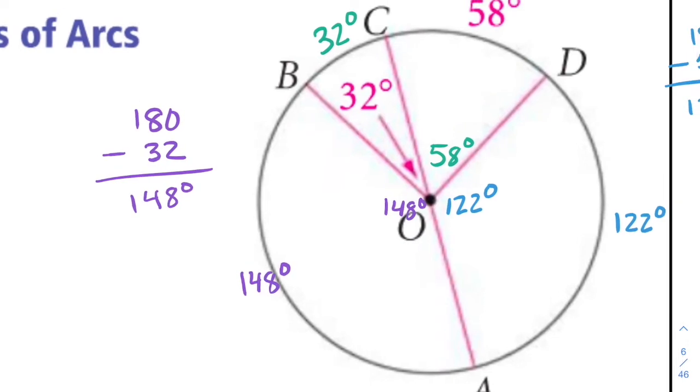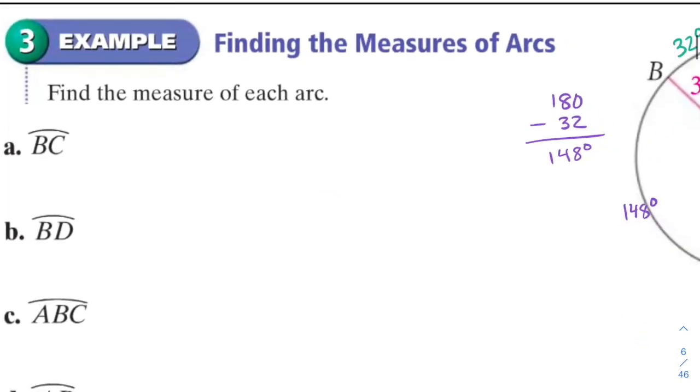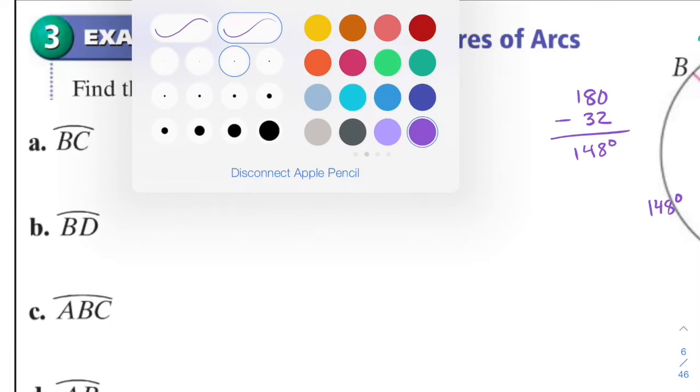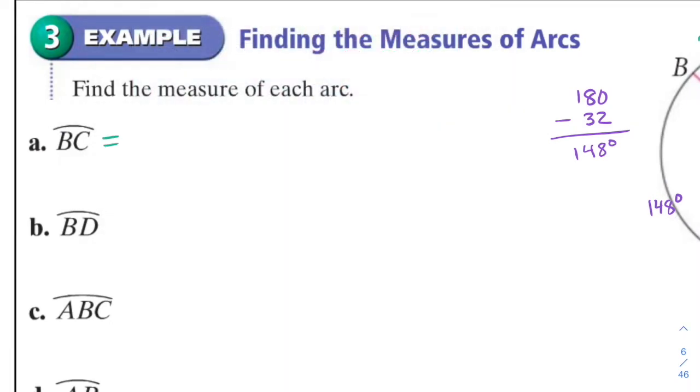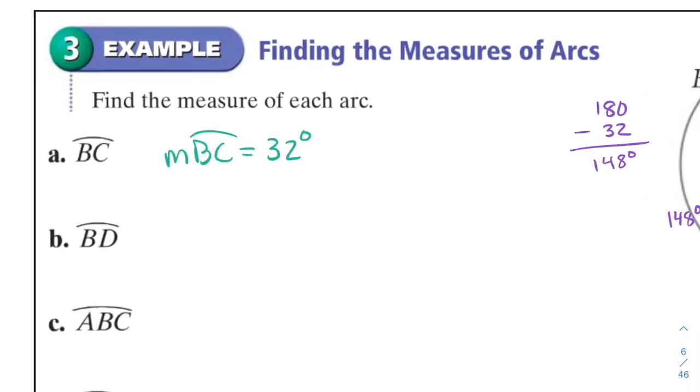Now that I have everything there, I go back and I'm going to answer these questions. I just think it's a little bit easier. So BC is 32 degrees. Do me a favor. Throw the measure out front here. We should be writing it like this: measure of BC, because it's a measure. So 32 degrees. Measure of arc BD.